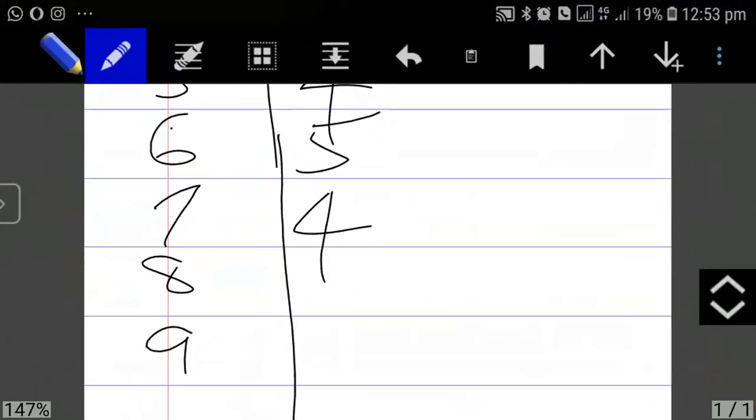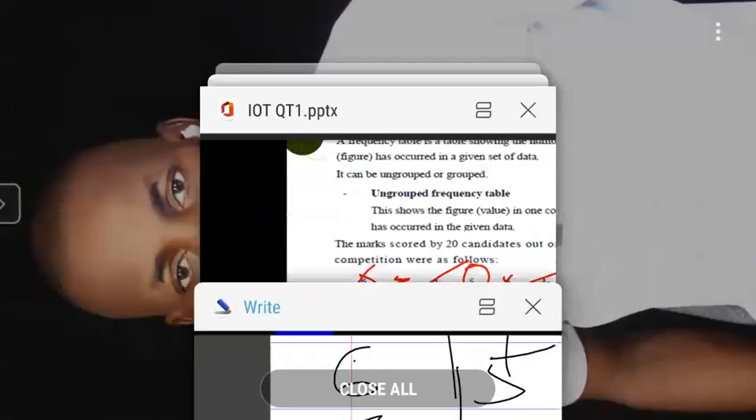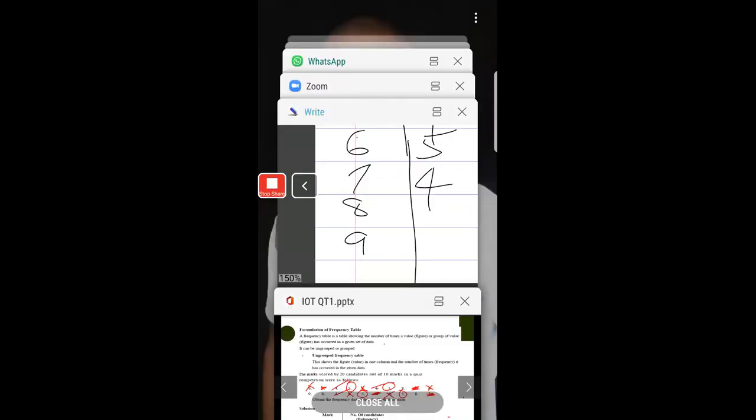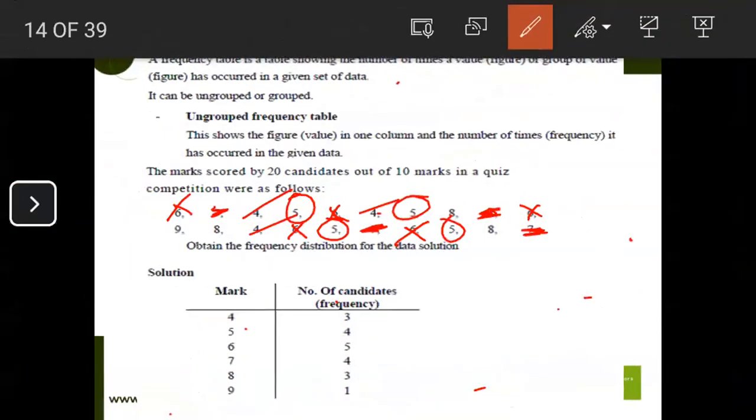How many times did 5 appear? Yeah, let's go. How many times did, where do we stop? We've done 5 and 6. Where are we? How many times did 8 appear? We are on 8. Yeah, let's count.